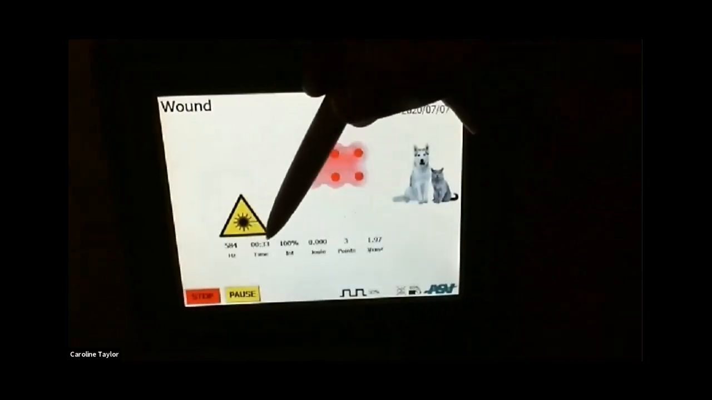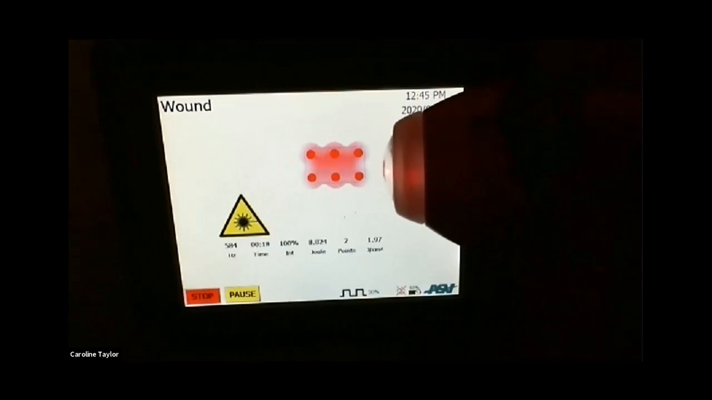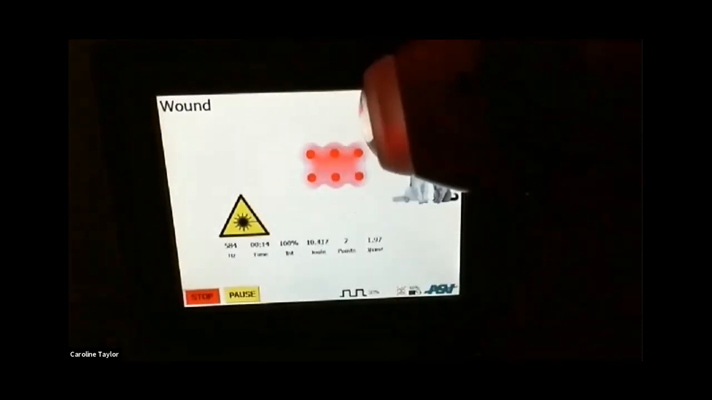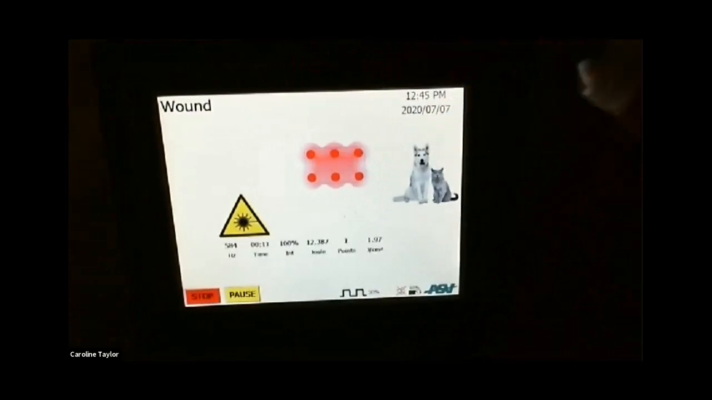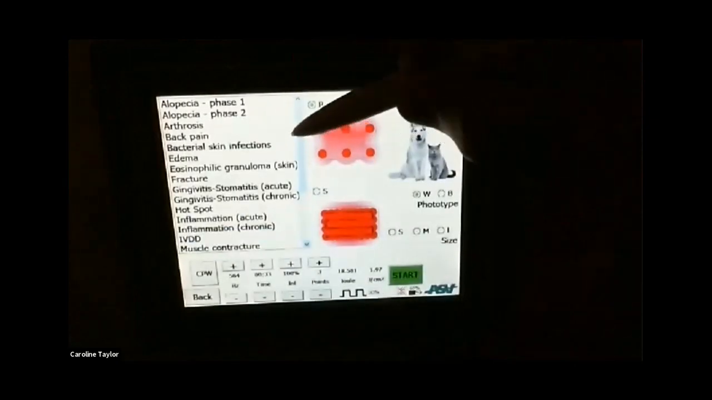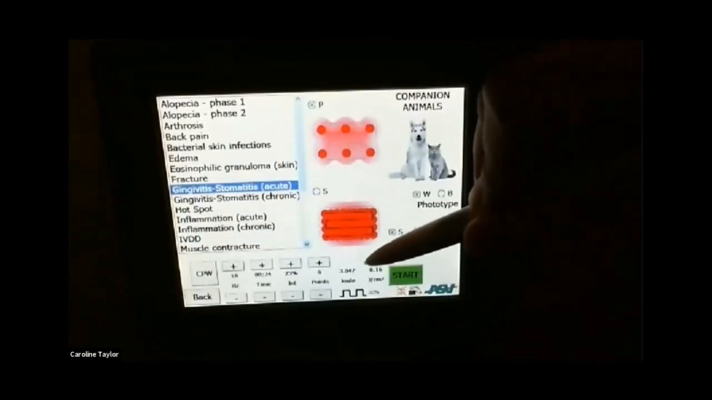And then you can see that when we press start on the laser head, you can see I've got the laser head going there. You may not be able to see because the red light doesn't come out very well, and the infrared is obviously invisible to the naked eye. So we'll stop that. And then when we go on to gingivitis stomatitis, you can see the levels we're getting.